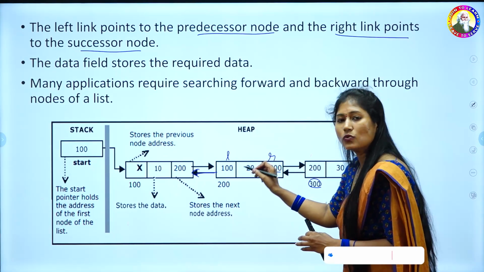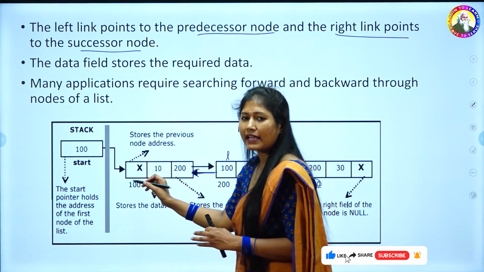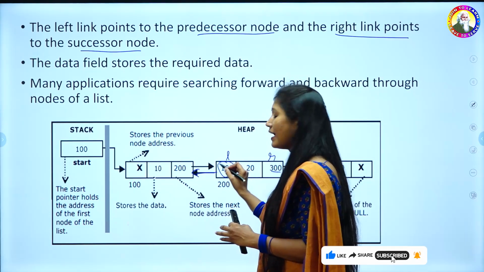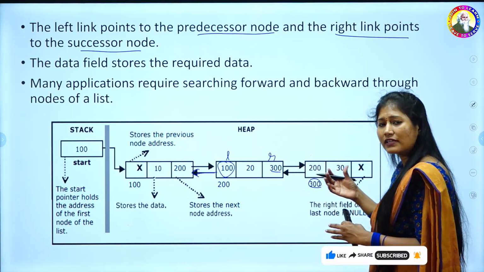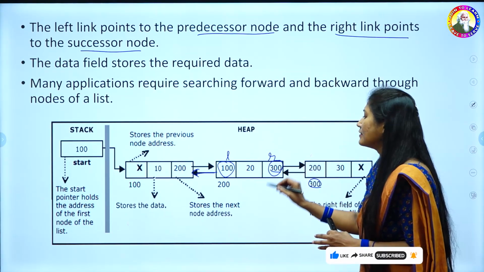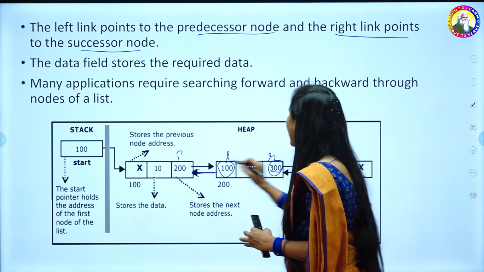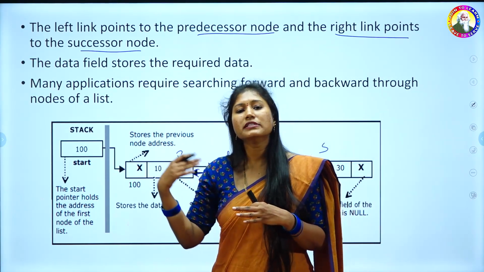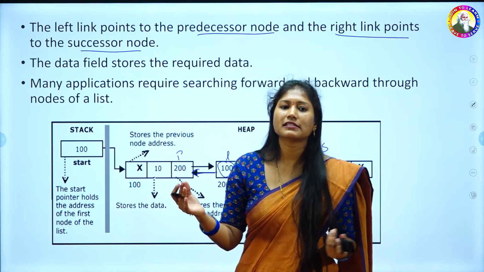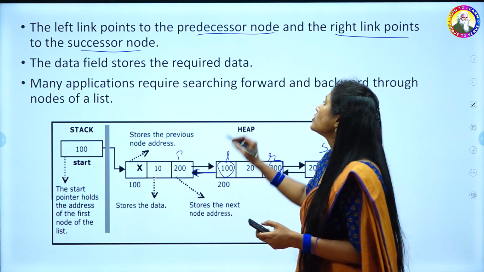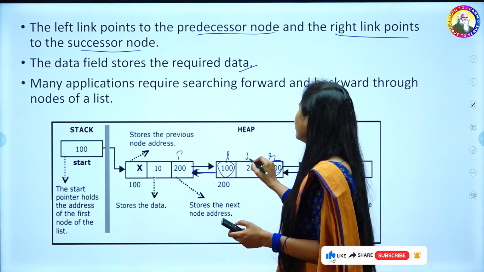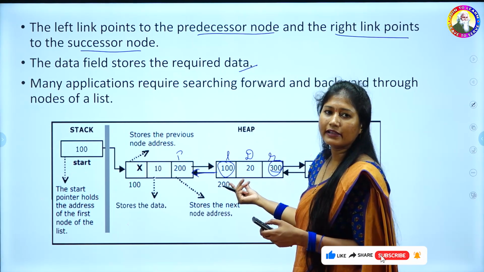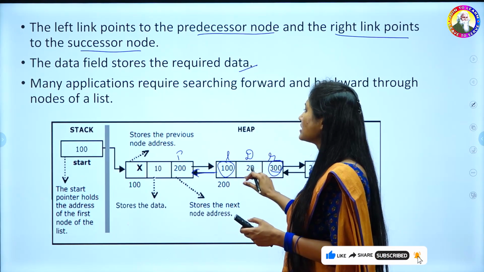So this node is going to point to the predecessor element in the left link, and the right link is going to point to the address of the next element, that is the predecessor node and the successor node. While writing in the exam, you need to be very clear which is the predecessor node and which is the successor node. The data field stores the required data. Here, this is the required data. I can store it here in the data section.